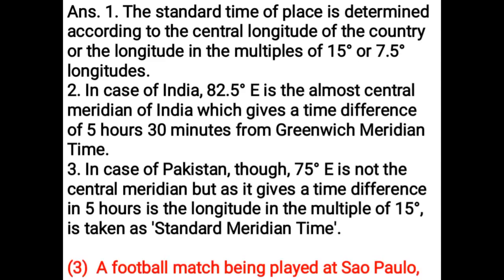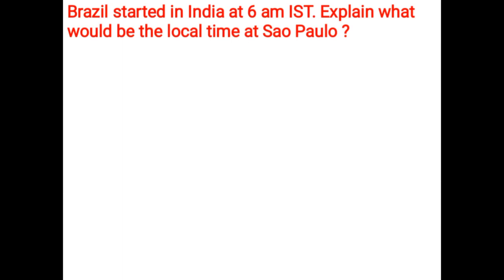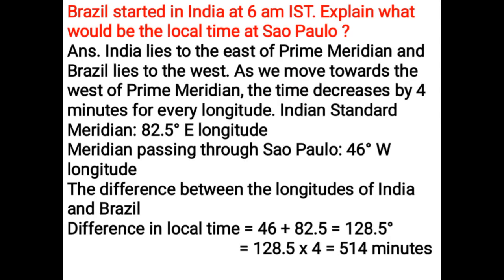A football match being played at Sao Paulo, Brazil started in India at 6 am IST. Explain what would be the local time at Sao Paulo. India lies to the east of prime meridian and Brazil lies to the west. As we move towards the west of prime meridian, the time decreases by 4 minutes for every longitude. Indian standard meridian: 82.5 degree east longitude. Meridian passing through Sao Paulo: 46 degree west longitude.